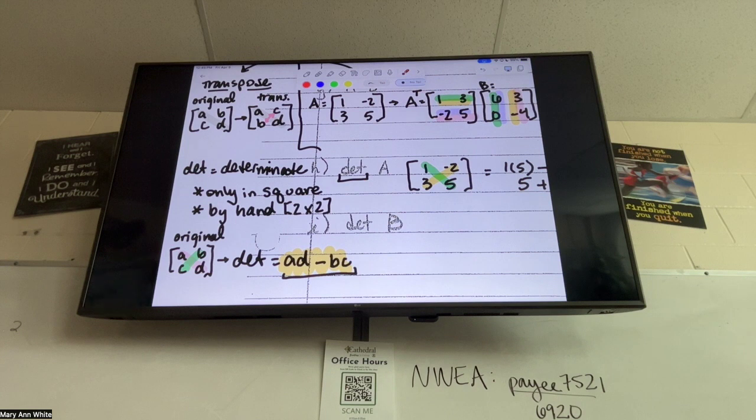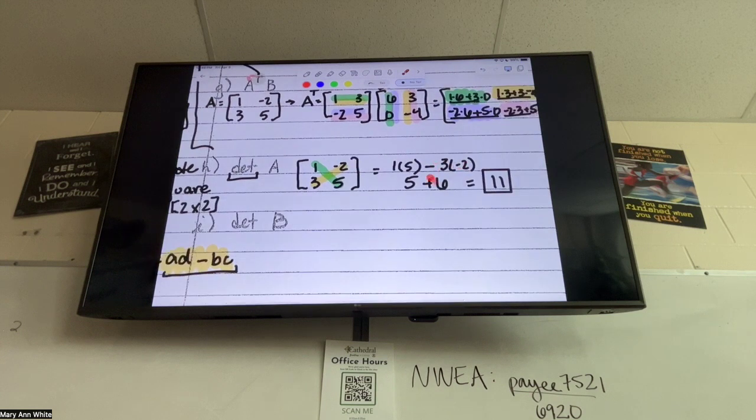We did determinant A, we're gonna do determinant B. Max asked a really good question: is the determinant always minus? Yes, this is always a minus. It turned into a plus on the last one because we had two negatives, so that's why it became a plus.